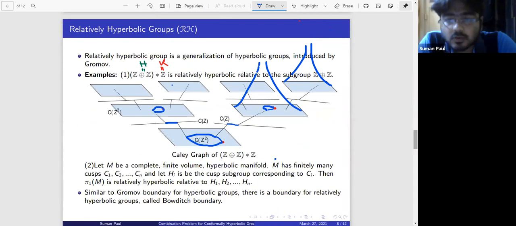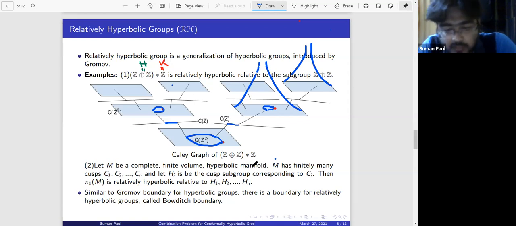So this is a definition. Example of relatively hyperbolic group. This is a very important example. As we have seen, the fundamental group of a closed genus n surface is hyperbolic, where n is greater than or equal to 2. But what if we allow punctures to be there? Then this is the result. Let M be a complete finite volume hyperbolic manifold.